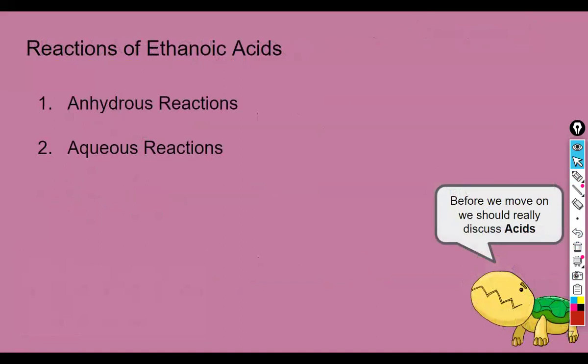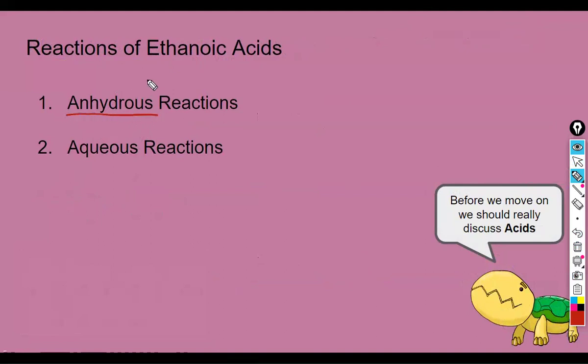So let's investigate some reactions of ethanoic acids. Now, there are two main categories. One called anhydrous. When you hear the word anhydrous, it means no water. Well, no water, at least at the beginning of the reaction, right? And when you hear aqueous, it means with water. Now, I want to stress something, right? Anhydrous doesn't mean the entire reaction has no water. Nobody said that. Anhydrous just means at the beginning of the experiment, when you're now mixing things together, there's no water involved.